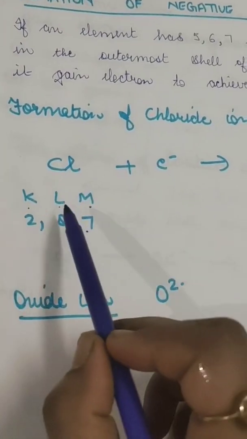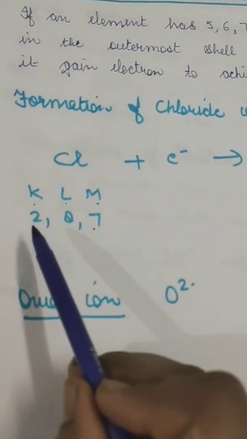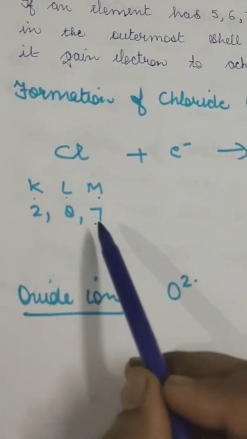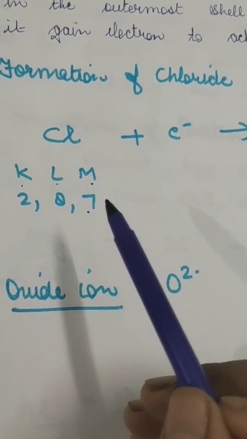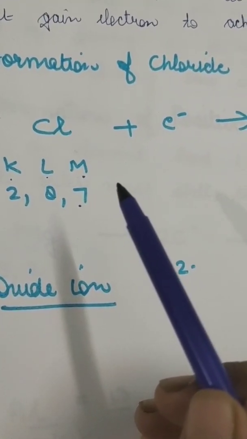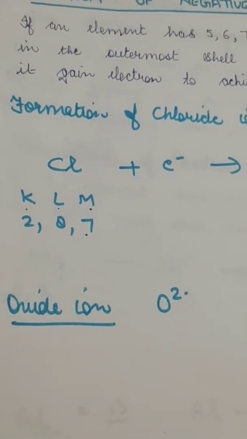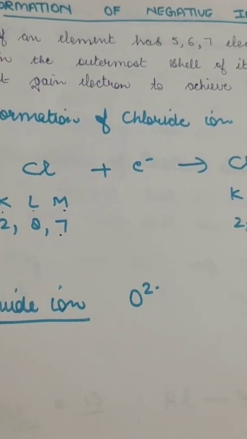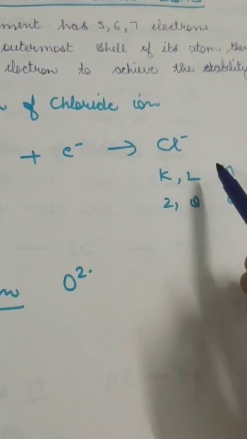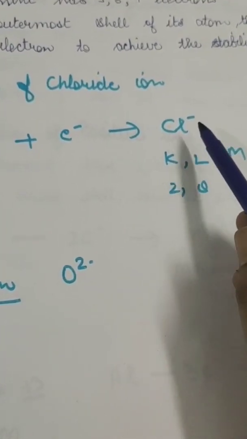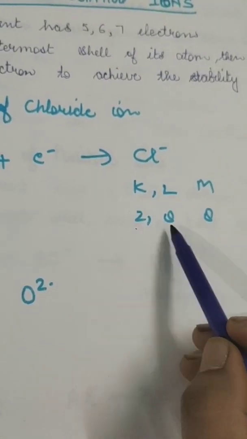In the case of chlorine, it has K, L and M configuration, and here it's 2, 8 and 7. So in the outermost shell, that is the M shell, it has 7 electrons, because the atomic number of chlorine is 17. Because 1 is missing, it wants to acquire the nearest configuration of the noble gas, which is argon. So it will accept 1 electron, so it will become a chloride ion with 1 minus charge. Now the configuration will be 2, 8 and 8.